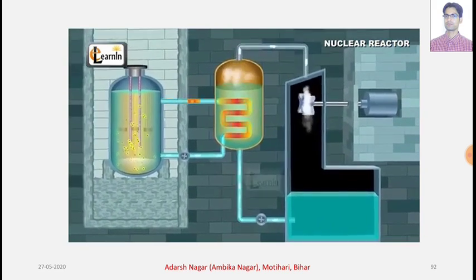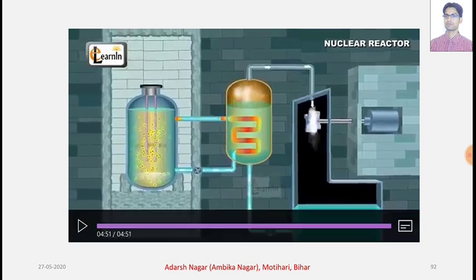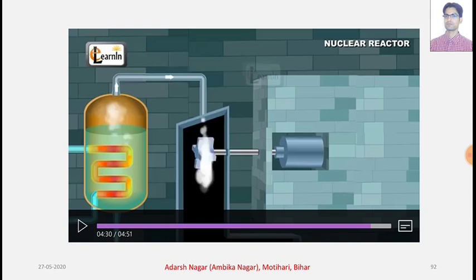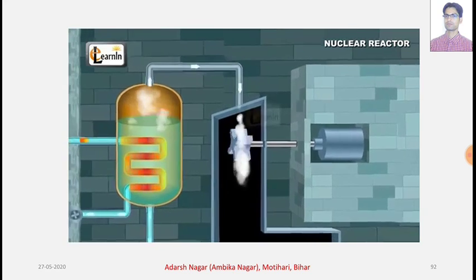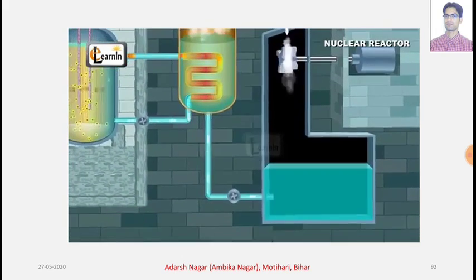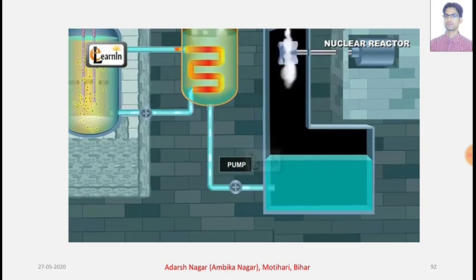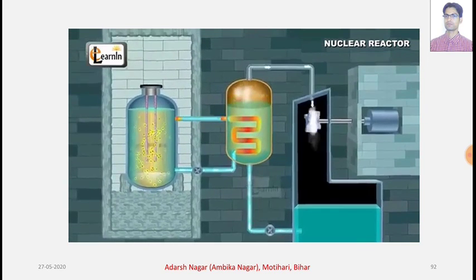Here you can see the pressurizer, and this is converted into vapor, and that vapor rotates the turbine, and this turbine rotates the generator. Here is the generator connected with the shaft of the turbine, and this generator converts the mechanical energy of the turbine into electrical energy, and that energy is supplied to homes or any plant.